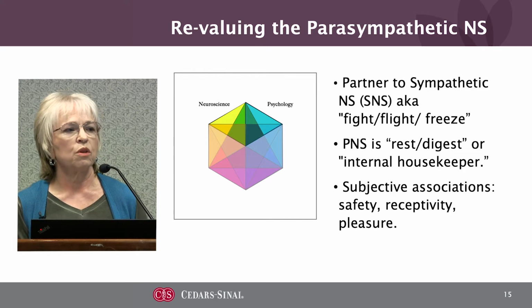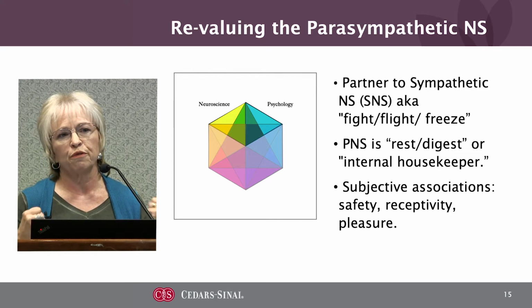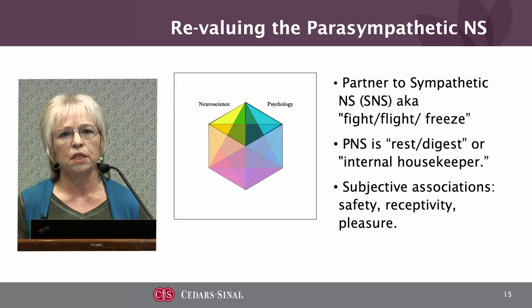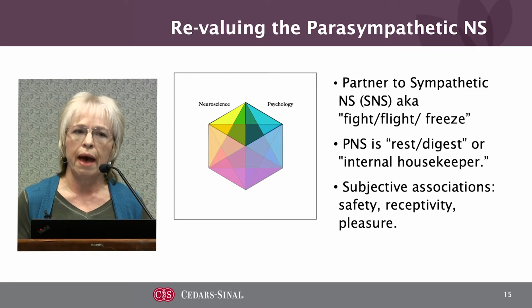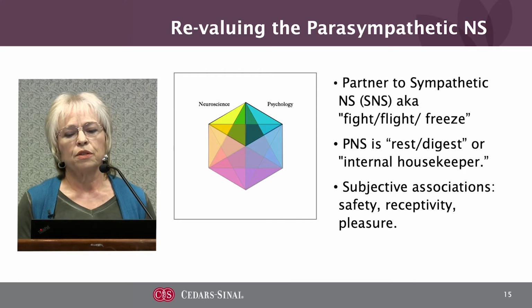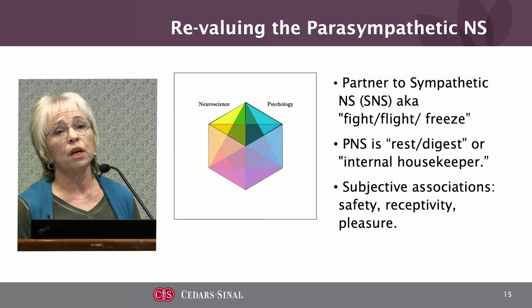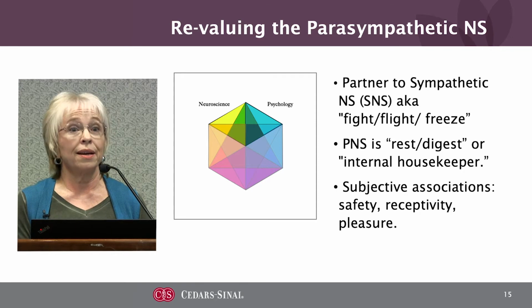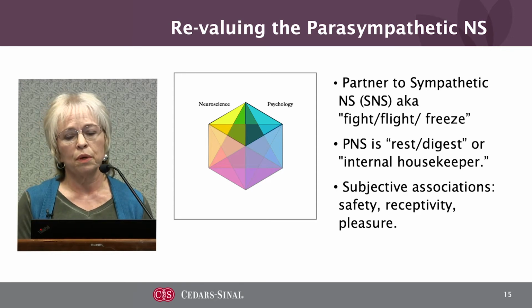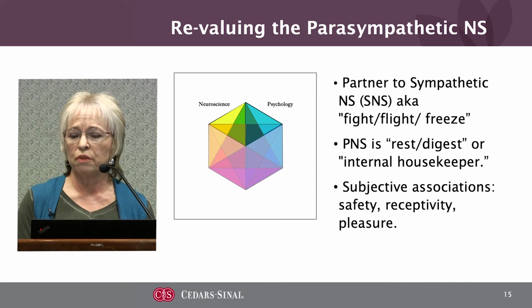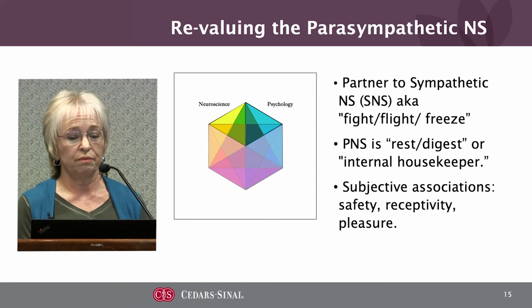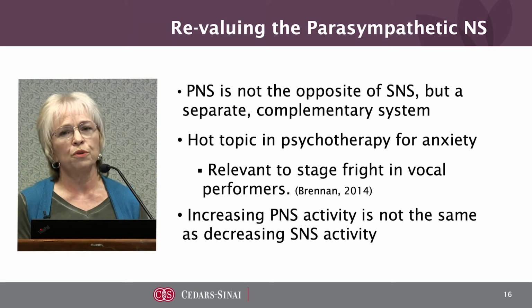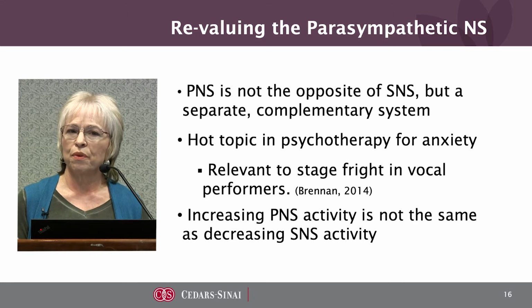So while the sympathetic system goes out into the world to fight, to flee, to mate, to find things to eat, the parasympathetic system is the housekeeper who cleans up after all of that effort. The sympathetic system is associated subjectively with excitement and arousal and fear and alertness and anxiety. The parasympathetic system is associated with safety, receptivity, satiety, and pleasure. Now, these are not opposite poles on a single axis. The parasympathetic system is a separate, complementary axis of regulation.